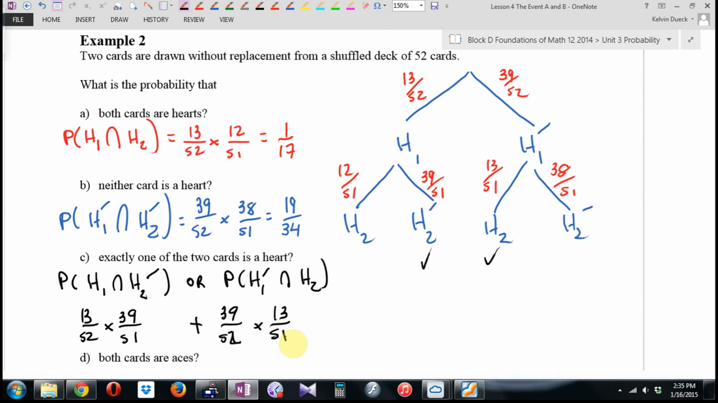It turns out in this case, Taylor, each of these little mini fractions is the same because it's 13 times 39, 13 times 39 over 52 times 51, 52 times 51. So if you were really clever, you might have spotted that and just said, I'll do this times 2, but it's not always going to be that case. I can come up with more complicated trees. Anyways, what's the answer? Please do this.